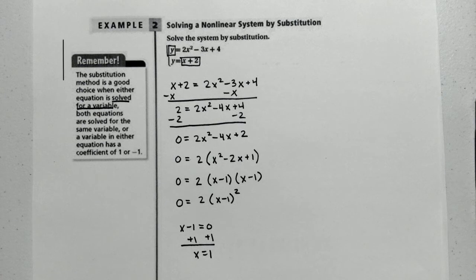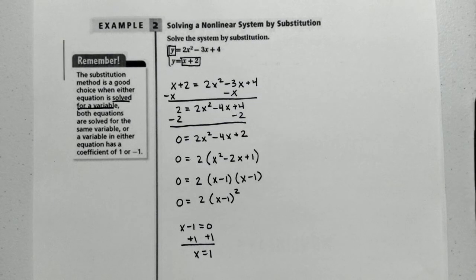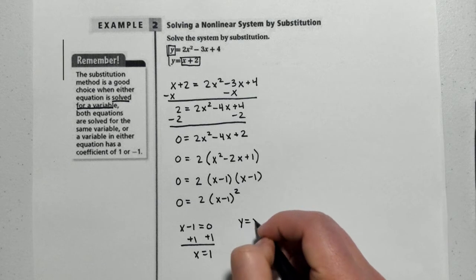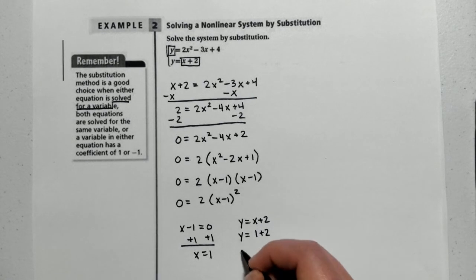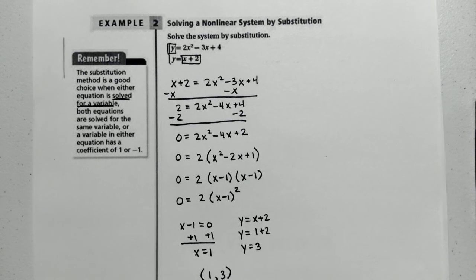And then to get the y value that goes along with this, we can use either equation and substitute in the x value. I'm just going to use the second one. So y equals x plus 2. So we're going to have y equals 1 plus 2. 1 plus 2 is 3. So our solution, putting that together and writing it as an ordered pair, is (1, 3).